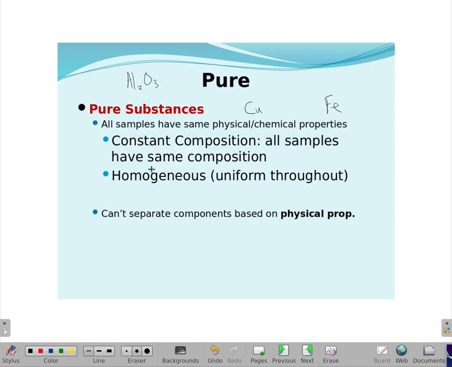All right, but when it is pure, we're going to use this word homogeneous, which means it's uniform throughout. So if you cut into it, it's still the exact same pure substance all the way through. And if it is a pure substance, it cannot be separated into components by physical properties. And what I mean by that, if it is that pure penny, if I heat it up and liquefy it and then let it cool back down, it'll be the exact same pure copper.